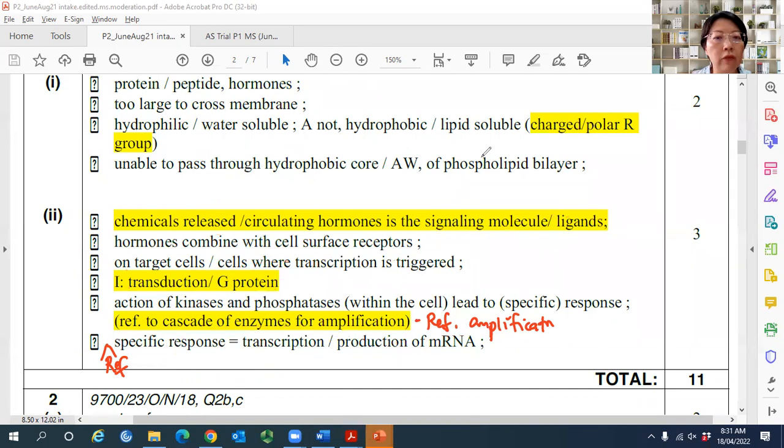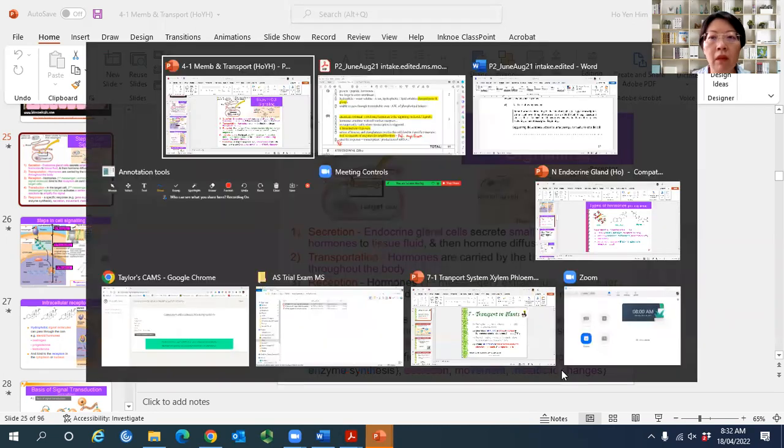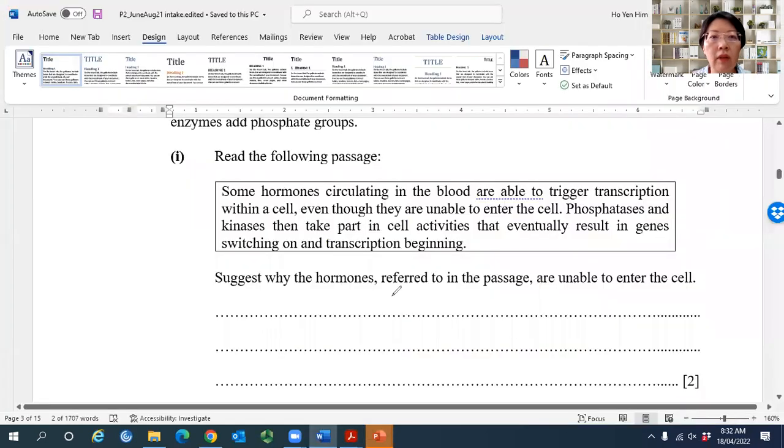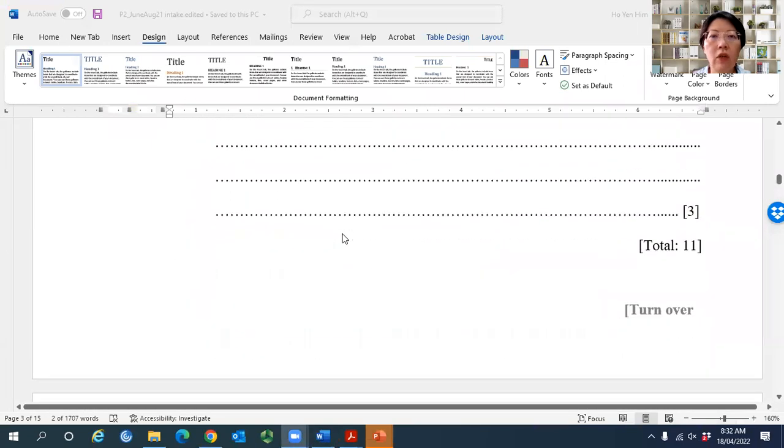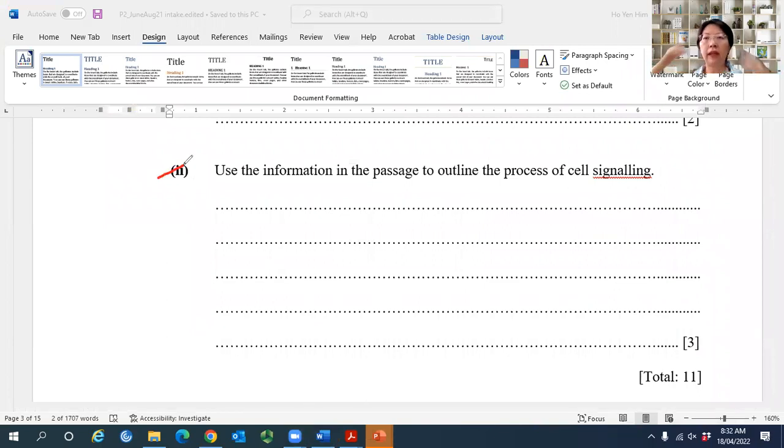So therefore you have to learn these 5 steps that outline the cell signaling process. These are all the keywords: secretion, transportation, reception, transduction, response. So you need to learn up the keywords, right? Transduction, or amplifying the signal, or enzyme cascade reactions. Okay, so this is for this question. So let's go to the next question. Got any question, please stop me. Okay, next.